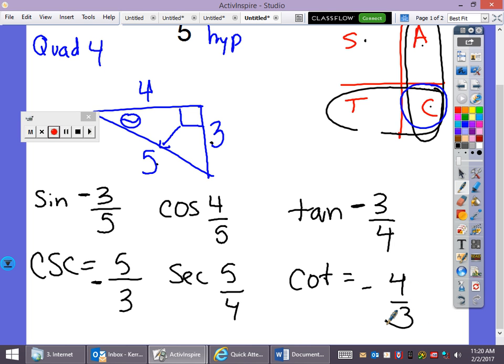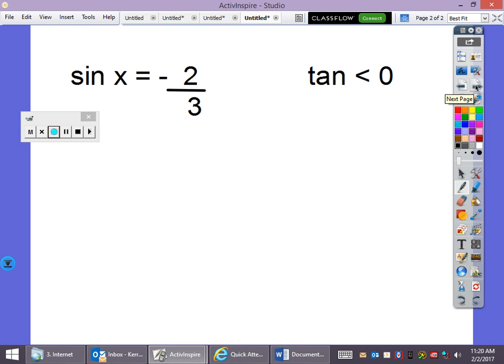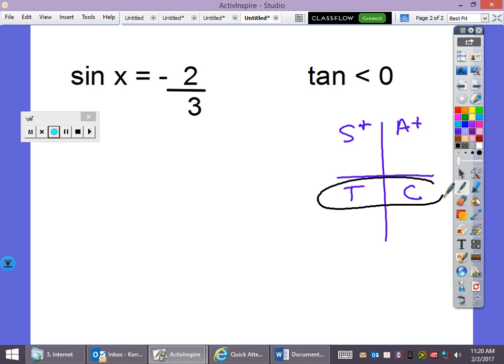Okay, let's look at another one. All right, I have that sine is negative 2 over 3, and tangent is less than 0, which means that it is negative. So, All Students Take Calculus. Now, sine is negative. Here and here, sine is positive. For it to be negative, it would be in quadrant 3 or 4. Tangent is less than 0, so that means it's negative. When it's negative, it's one of these 2 quadrants. The 2 overlap again in quadrant 4. Okay, so that's where I'm going to build my triangle.